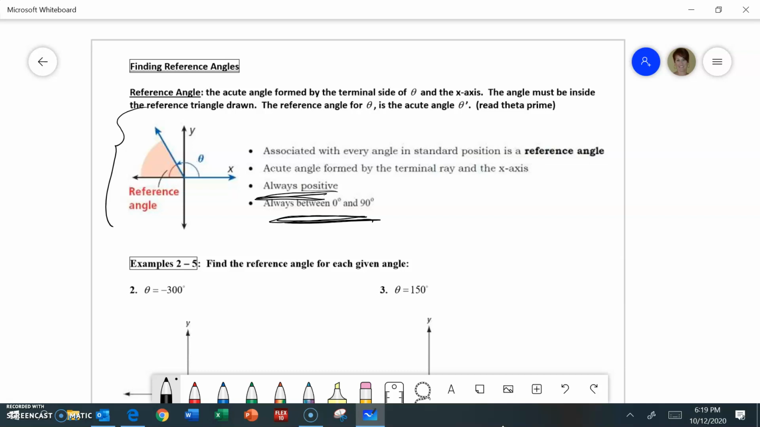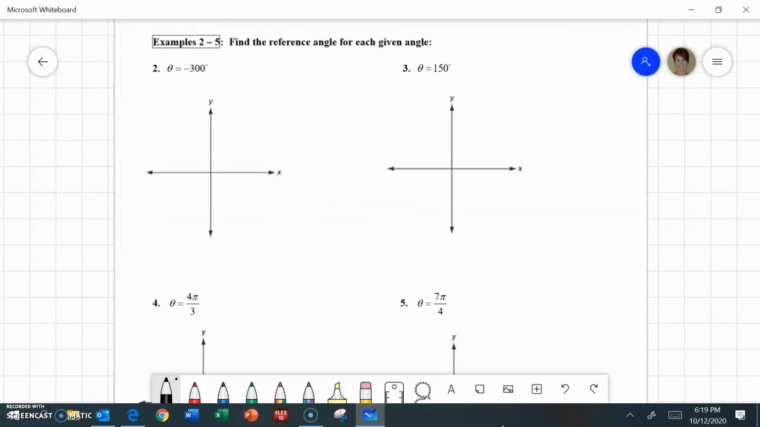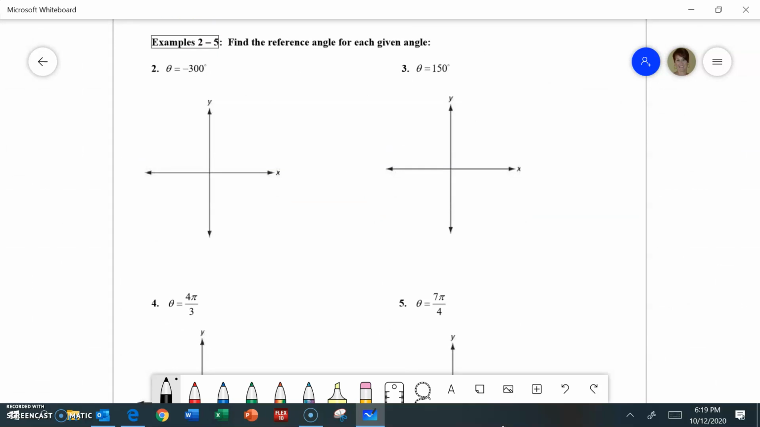So it's an acute angle formed by that terminal ray and the x-axis. And you're thinking, well, yeah, that's the angle we've been looking at a lot. And you're exactly right. At the very top of the page here, it talks about how the reference angle for theta is an acute angle, and that's red theta prime. I don't get too picky about what you call it, as long as you understand how you're getting that angle measure, okay?